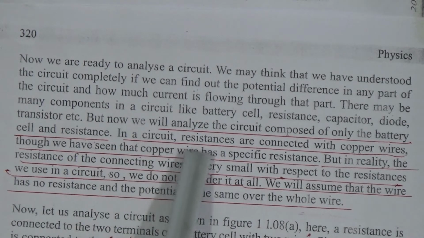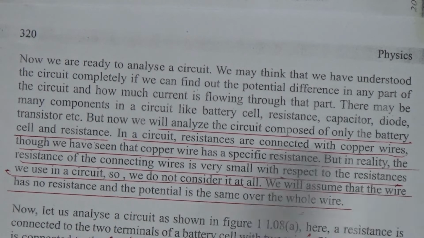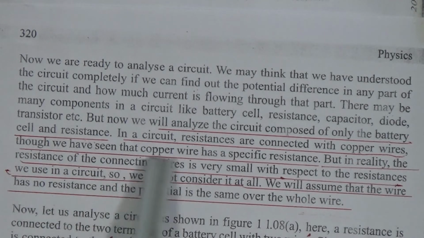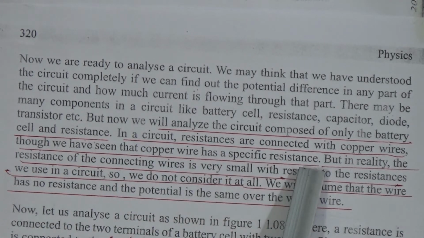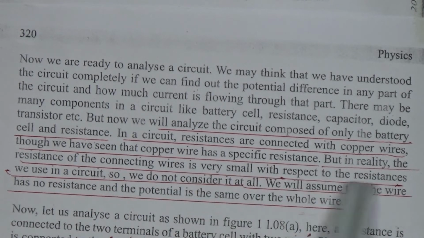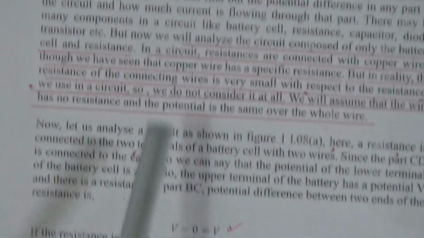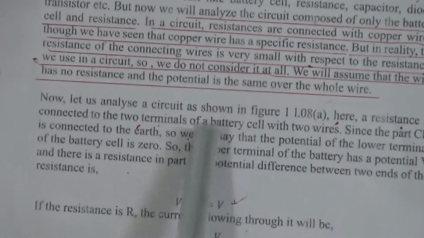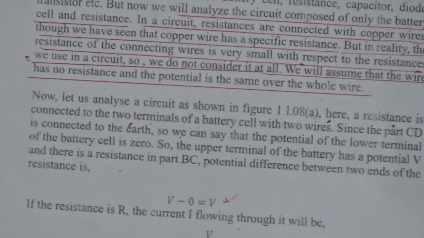In a circuit, resistances are connected with copper wire. Though we have seen that copper wire has a specific resistance, in reality the resistance of the connecting wire is very small with respect to the resistance we use in a circuit, so we do not consider it at all. We will assume that the wire has no resistance and the potential is the same over the whole wire. So now let us analyze the circuit as shown in this figure.